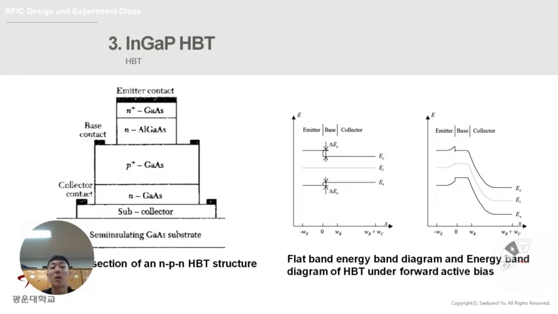I'm going to talk about the indium gallium phosphide HBT. As you can see in the picture, the left one is the HBT structure and the right one is the energy band diagram of HBT. HBT is a type of BJT which uses different semiconductor materials for the emitter and base region, creating a heterojunction. The HBT is used as active elements of power amplifiers in RF systems.